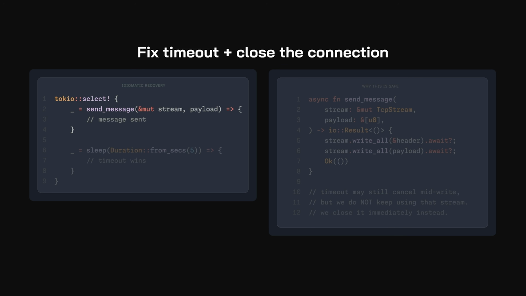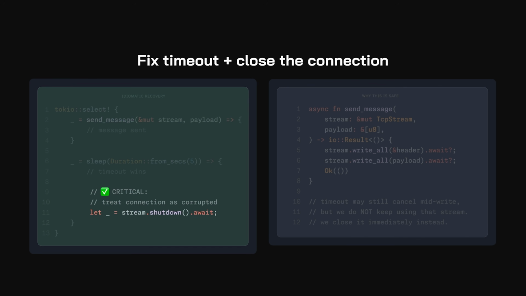So on the left, we still have our send message and we race that against sleep. If send message finishes in time, great, the message was fully sent. But if the timeout branch wins, we do something very important. We shut down the stream immediately. We are not making the write itself magically cancellation safe. The write can still be interrupted halfway through. What makes this pattern safe is that we refuse to keep using the connection afterward. And that's what gives us cancellation safety.